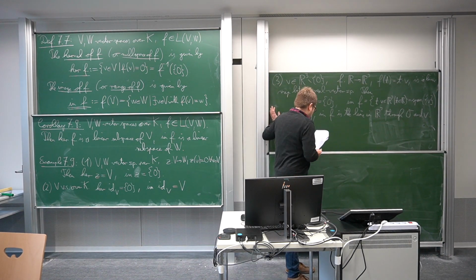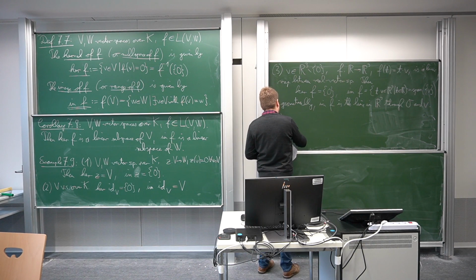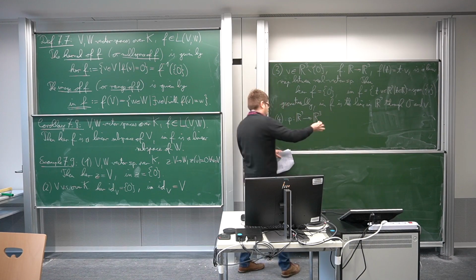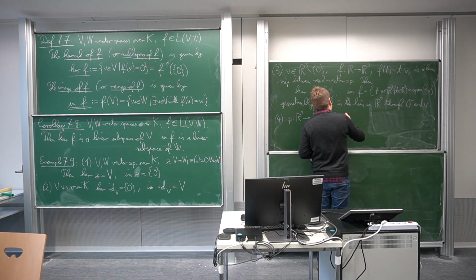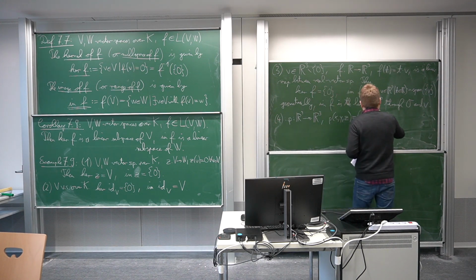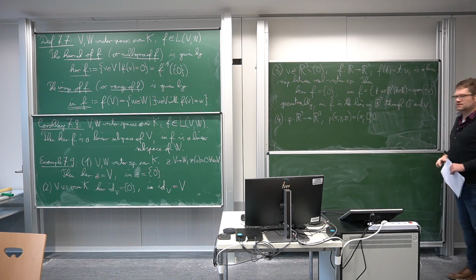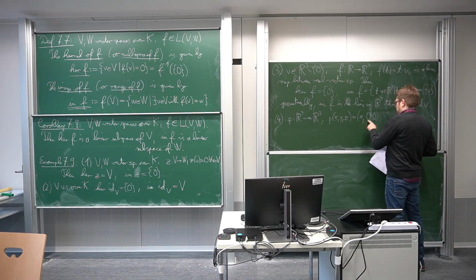Now let's stay in R3 and take a look at the following map. We take P from R3 to R3. Again, R3 as a real vector space, which does the following. P of x, y, z is simply x, 0, 0. Okay, so we ignore the y and the z and put it all onto 0.